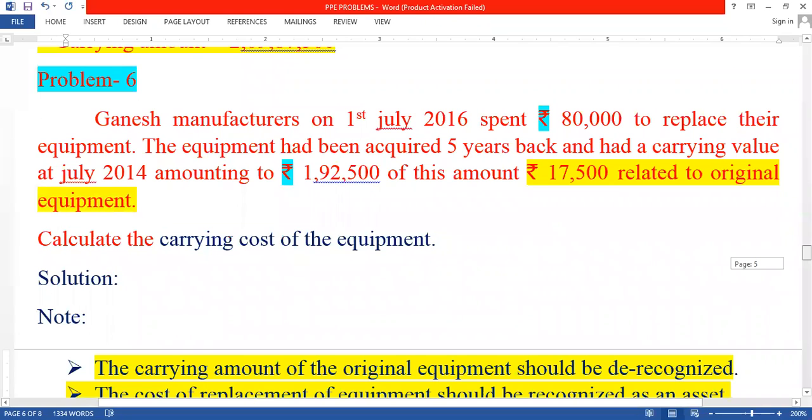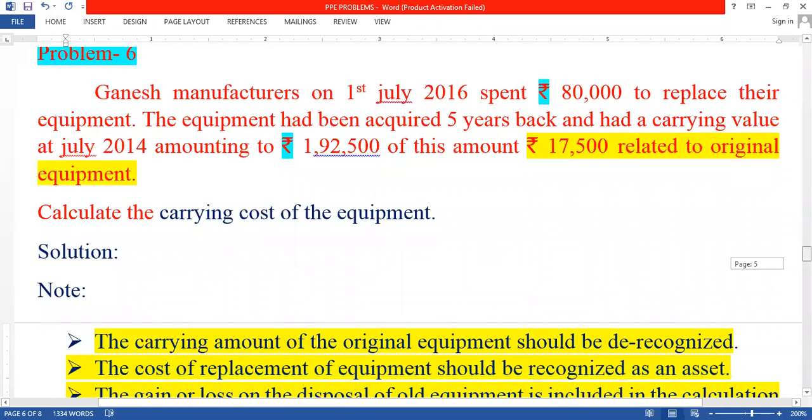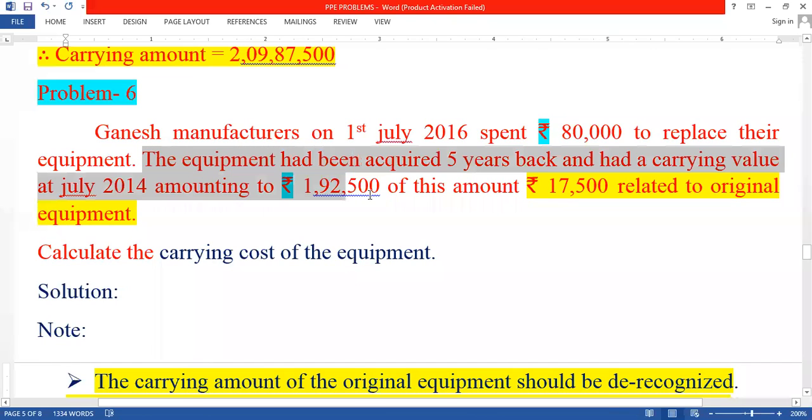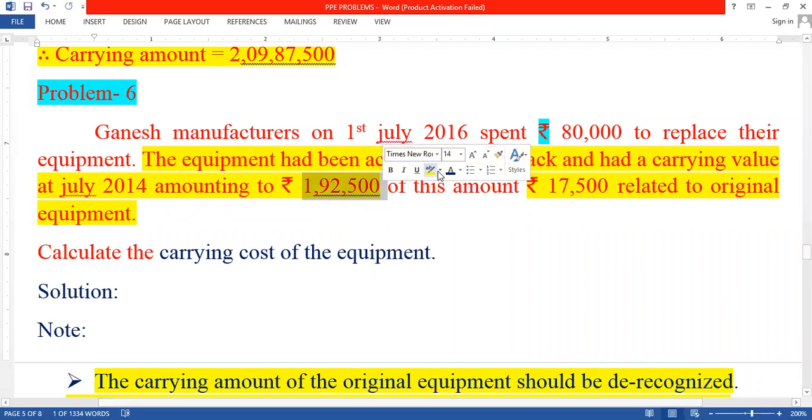Ganesh Manufacturers spent 80,000 to replace their equipment. It is the cost associated with the asset, and the equipment had been acquired 5 years back. The carrying value. So here, what is the carrying value? The carrying value is 1,92,500. 1,92,500 is the carrying amount.